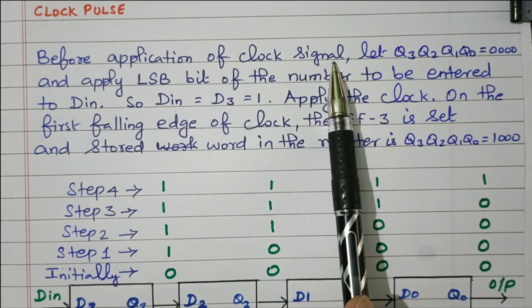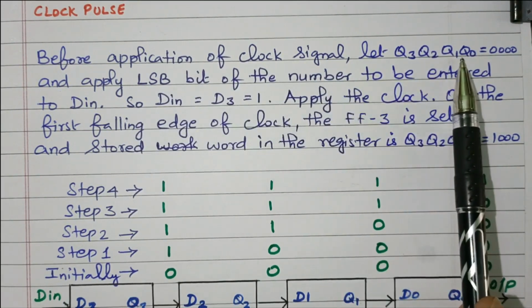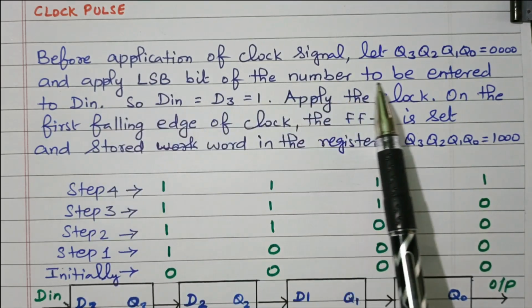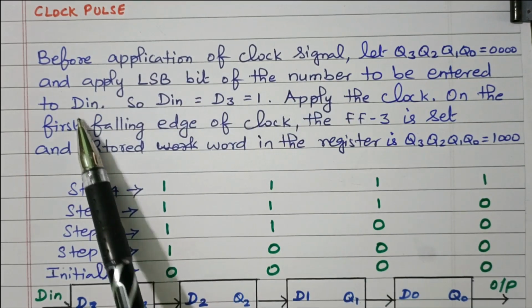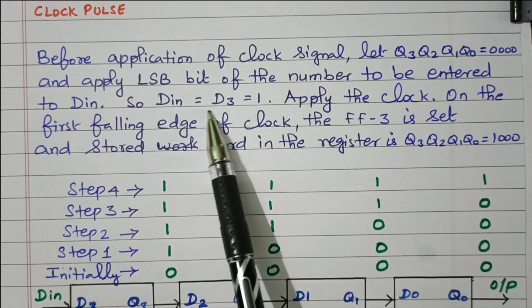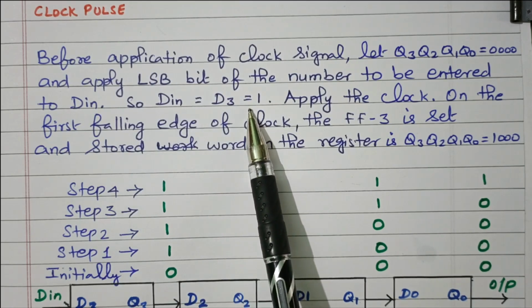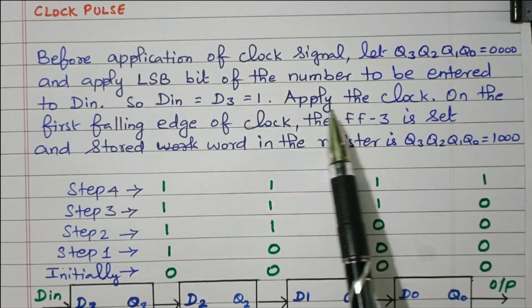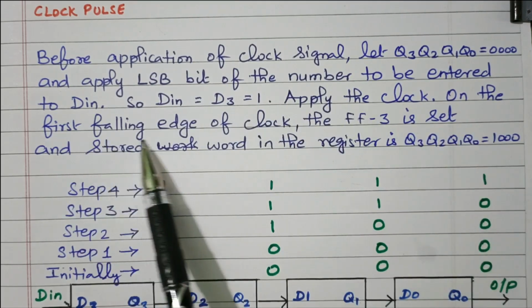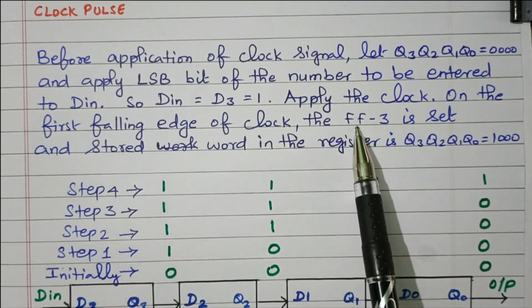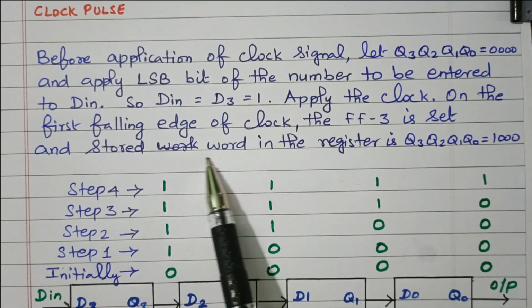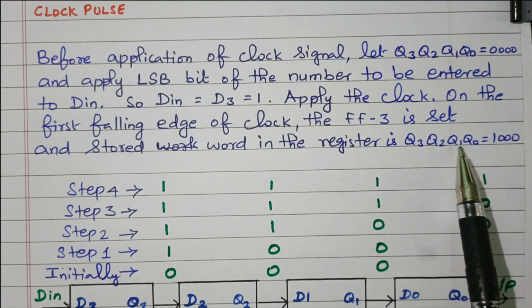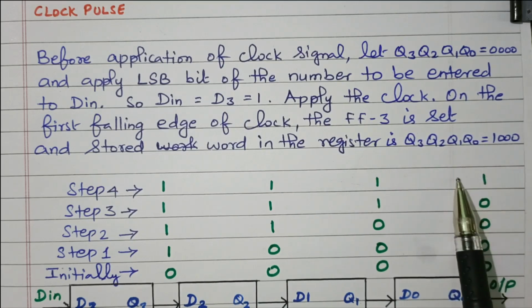Before application of the clock signal, Q3, Q2, Q1, Q0 are 0, 0, 0, 0. And apply the LSB bit of the number to be entered in D in. Right? So D in equals D3 equals 1. So on the first step, initially all are 0. In the first step, we are applying D3 as 1. Apply the clock pulse. On the first falling edge of the clock, flip-flop 3 is set and stores the data, that is Q3, Q2, Q1, Q0 will be 1, 0, 0, 0.